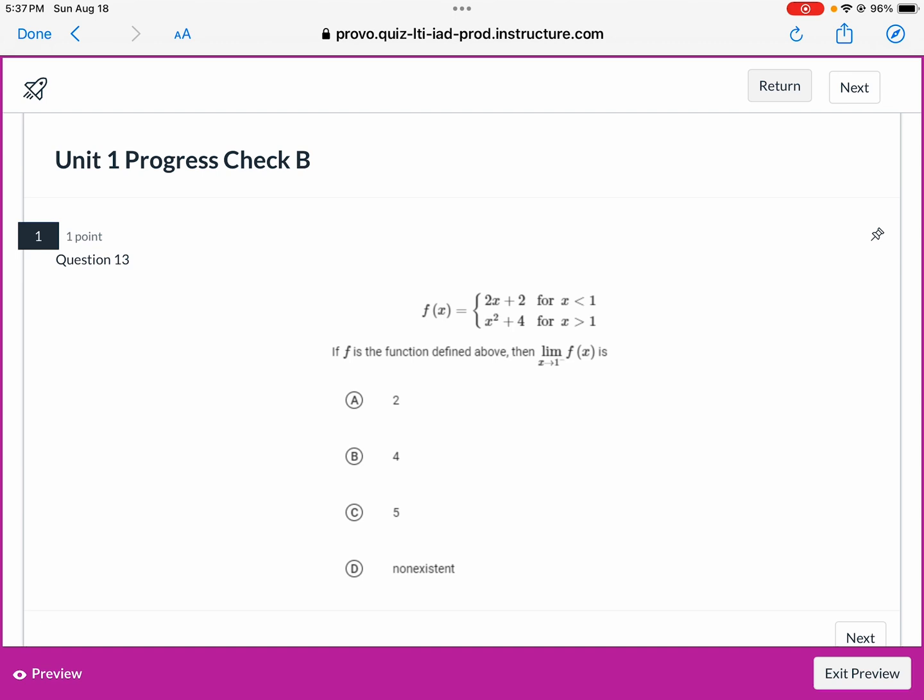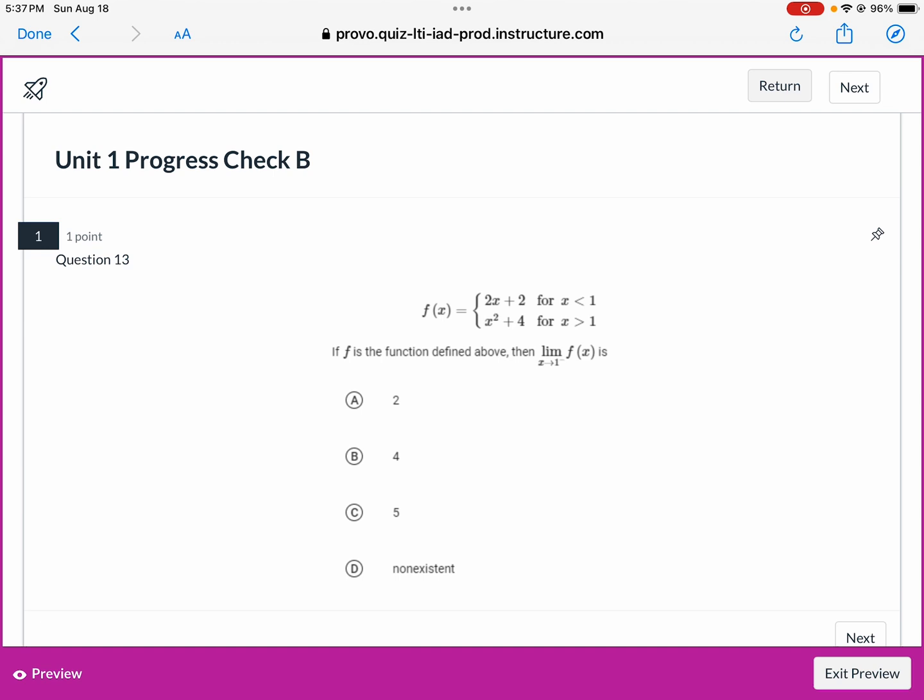Okay, so for this question right here, we have a piecewise function. In this piecewise function, we're evaluating the limit as x approaches 1 from the left of f of x. As you can see, this function has two pieces. On the left side, we have 2x plus 2 up until x equals 1. On the right side, we have x squared plus 4 for every value greater than 1 on the x-axis.